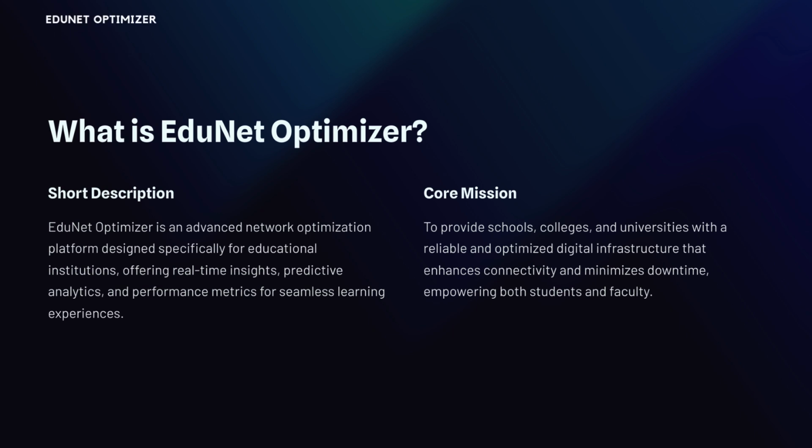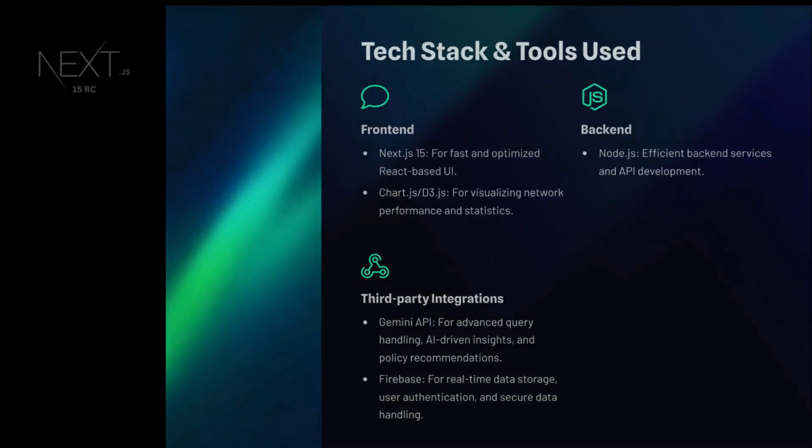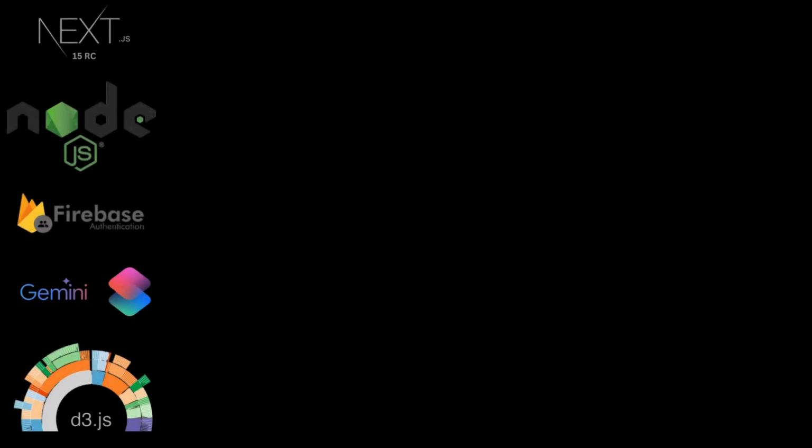Understanding the problem. Educational institutions face numerous challenges when it comes to network management. Unreliable network performance, which disrupts both learning and administrative activities. Difficulty in managing bandwidth, traffic, and overall network performance at scale. A lack of proactive monitoring, leading to undetected issues and extended downtimes.